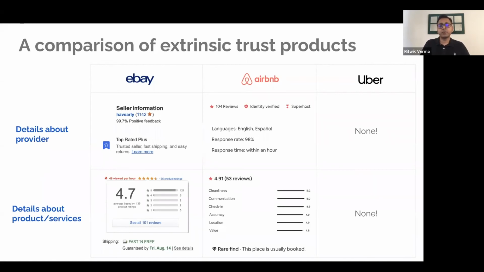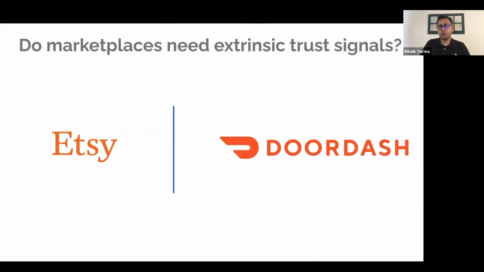Which brings us to a very important question. Do marketplaces even need extrinsic trust signals? Do marketplaces need to provide signals related to their providers and help buyers choose which providers they want to go with?